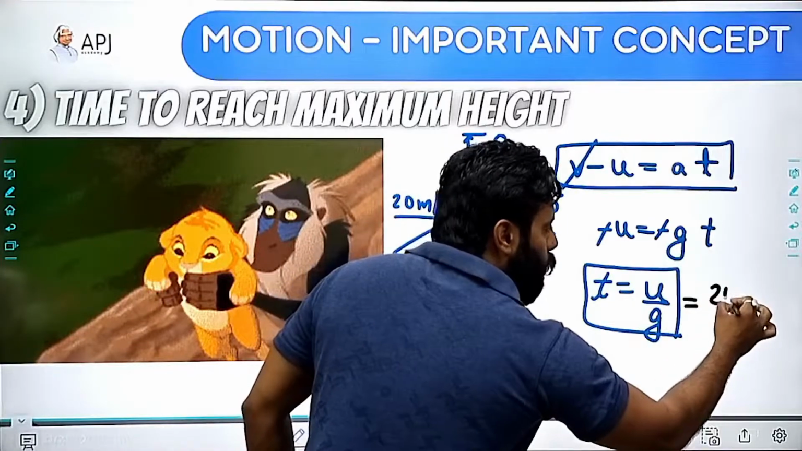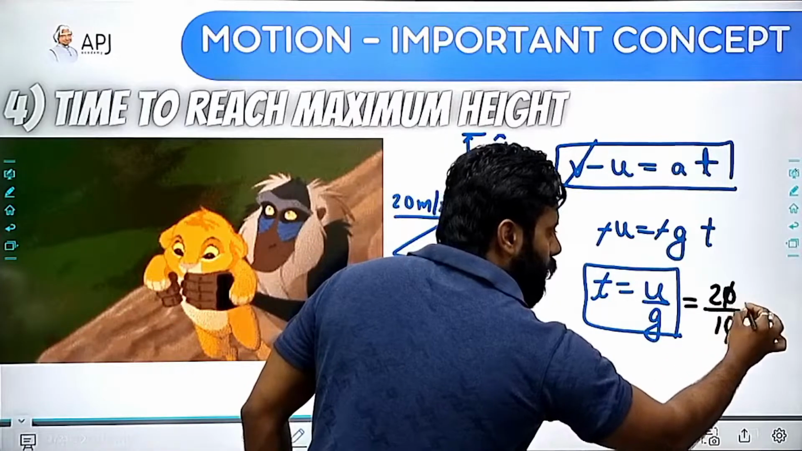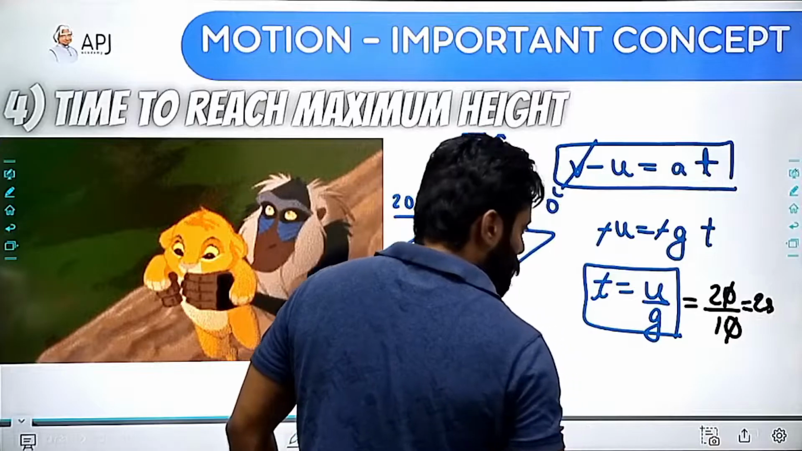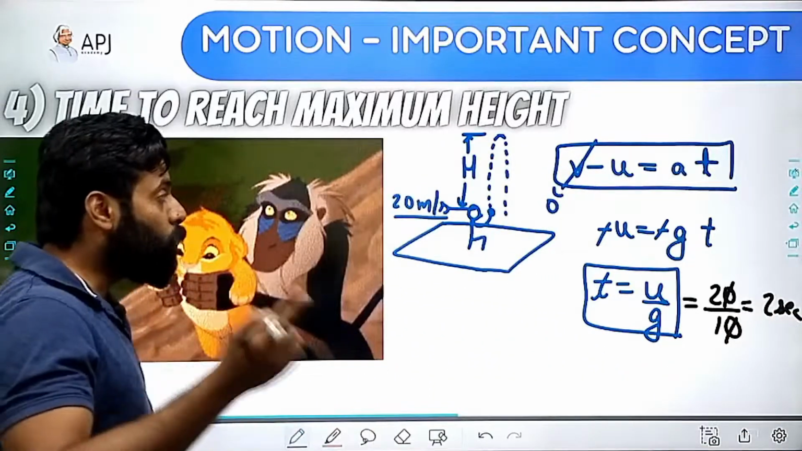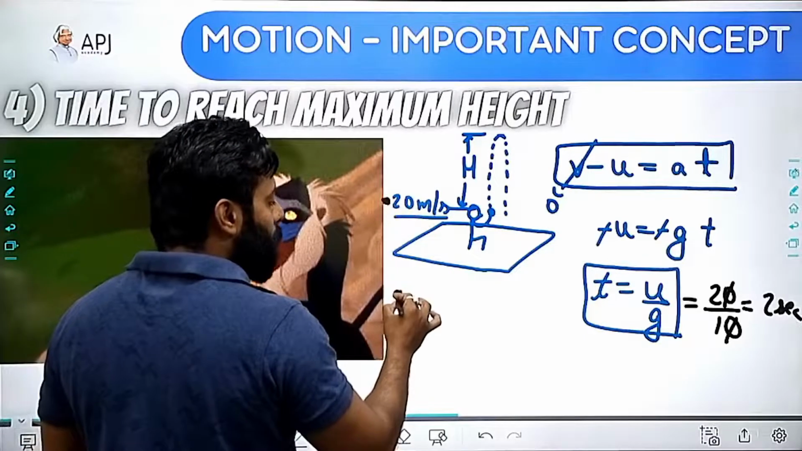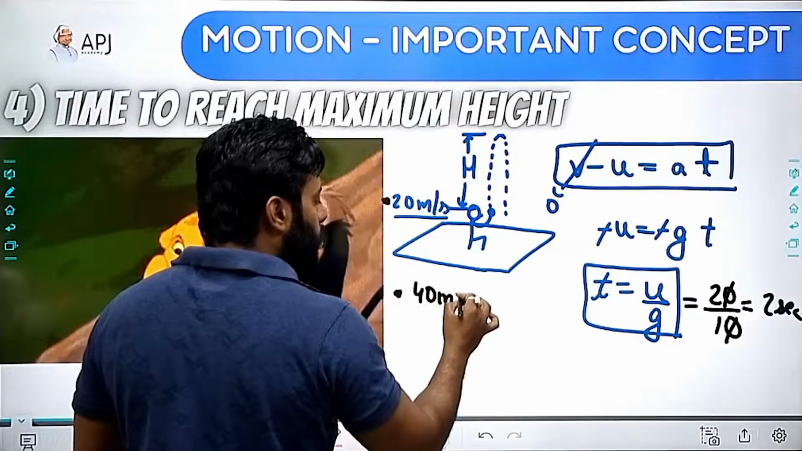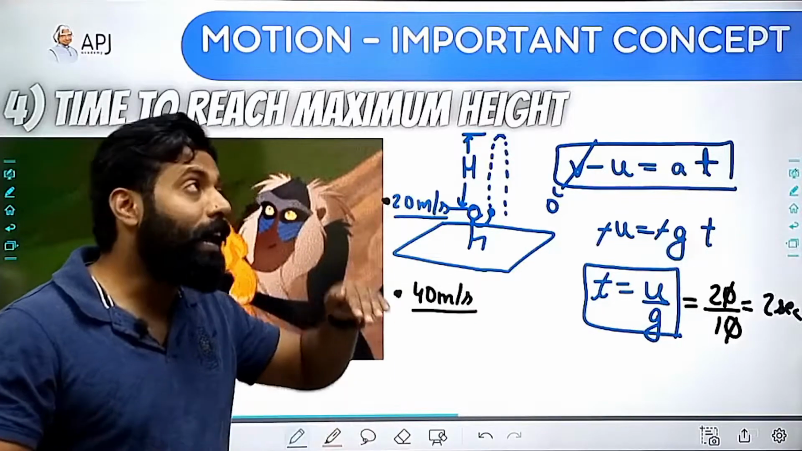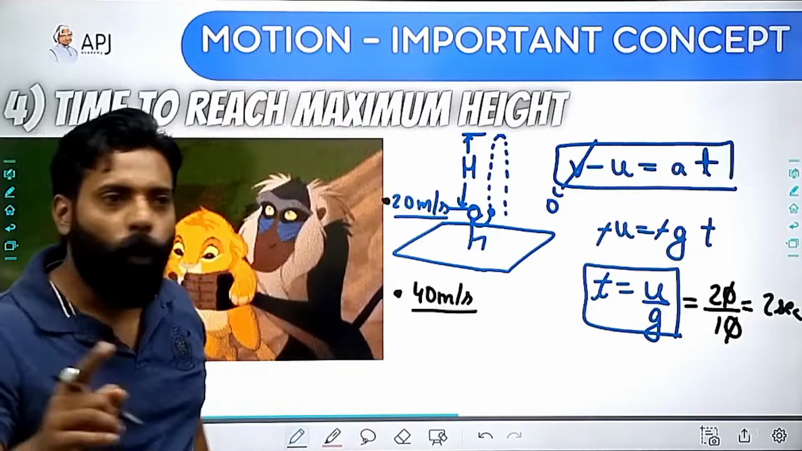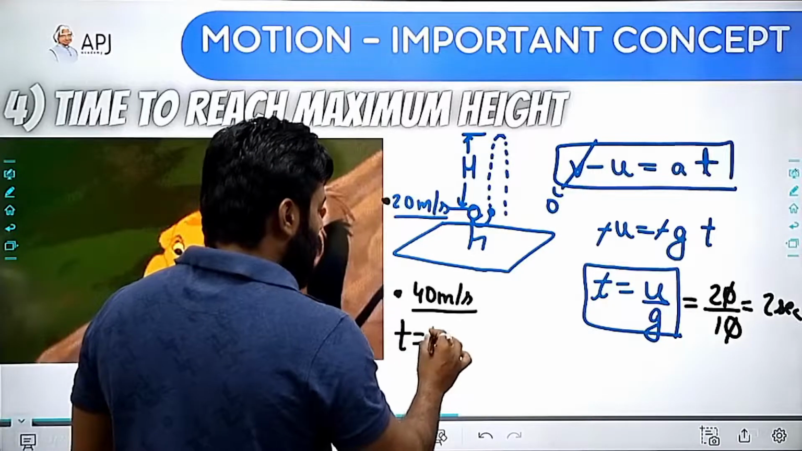The only thing you have to do is 20 by 10, so it will be 2 seconds. Right? So it is taking 2 seconds. What if I am telling you that I am throwing the ball with a speed of 40 meter per second? Then how much time will it take to go up? 4 seconds, sir. 4 seconds.